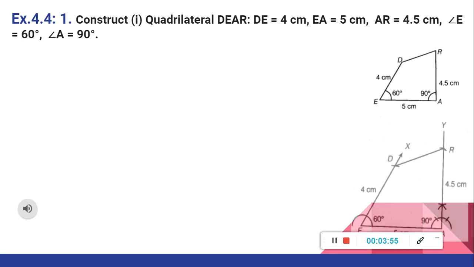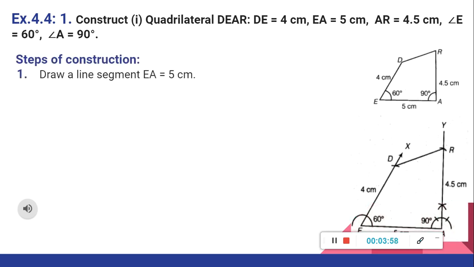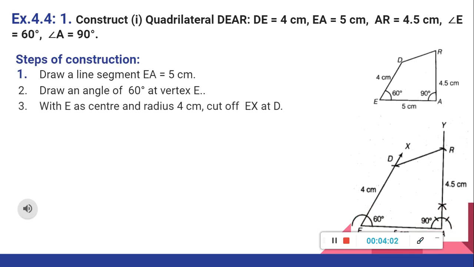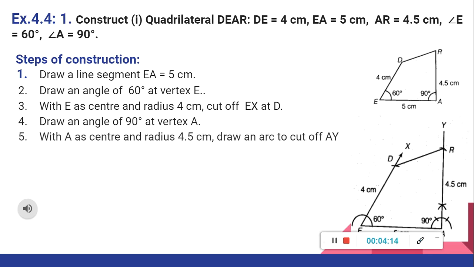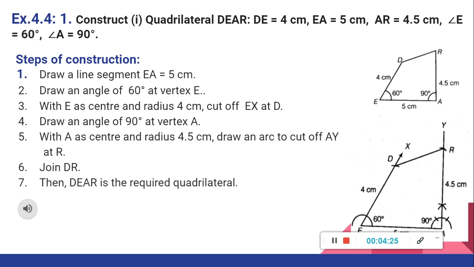First, draw a line segment EA of 5 cm. Second step, draw an angle of 60 degrees at vertex E. Third, with E as center, draw 4 cm and cut off EX at D. Fourth, draw an angle of 90 degrees at vertex A. Fifth, with A as center and radius 4.5 cm, draw an arc to cut off AY at R. Now join D and R. Then we got the required quadrilateral DEAR. Clear? Okay.